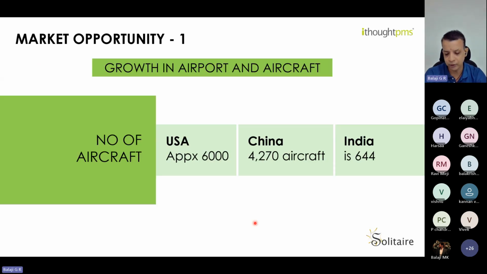So what is creating this opportunity? One is growth in airports and aircraft. If you see the number of aircraft, the US has 6,000 aircraft, China roughly 4,500 aircraft, and we have close to 650 to 700 aircraft as we speak.